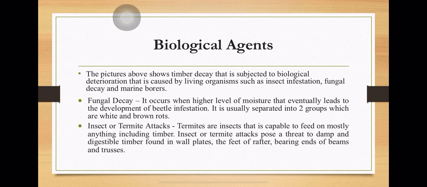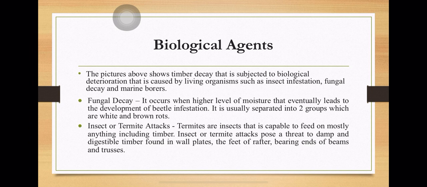So next is biological agents. These pictures above show timber decay that is subjected to biological deterioration that is caused by living organisms such as insect infestation, fungal decay and marine borers. So fungal decay occurs when a high level of moisture eventually leads to the development of beetle infestation.